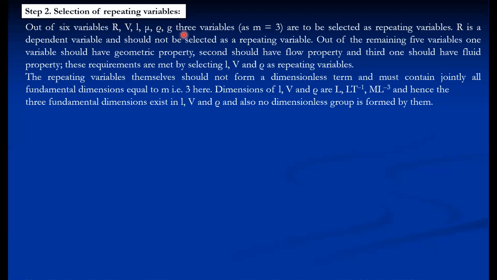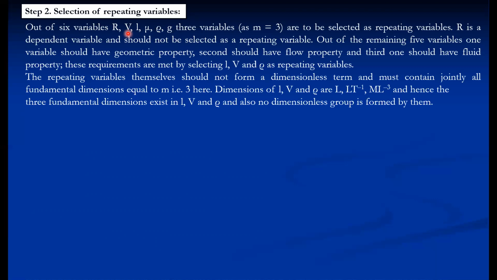So for the second property, the flow property, it is gravitational acceleration or velocity. As far as possible, if any other flow property is there, then we can select V. Even if you select G, it doesn't matter. Now, in this case, we select V.